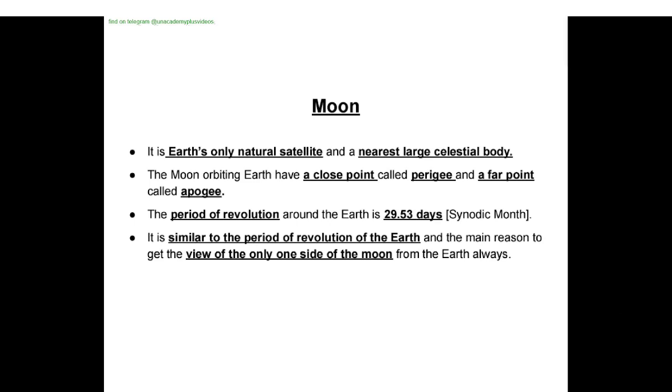The moon orbiting Earth has a close point called perigee and a far point called apogee. The period of revolution around the Earth is 29.53 days, a synodic month. It is similar to the period of rotation of the moon, which is the main reason we always see only one side of the moon from the Earth.